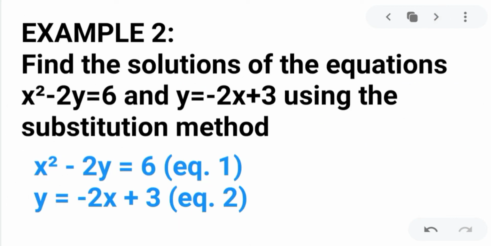Okay? Now, I have here another example, example 2. Find the solutions of the equations x squared minus 2y equals 6 and y equals negative 2x plus 3 using the substitution method. Okay, so this is your equation 1 and this is your equation 2.